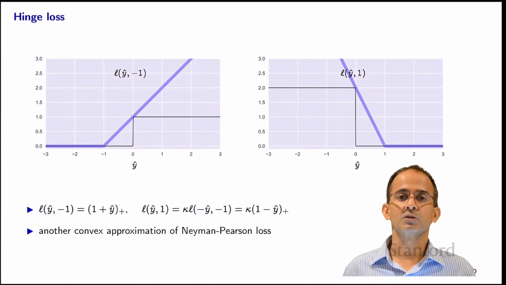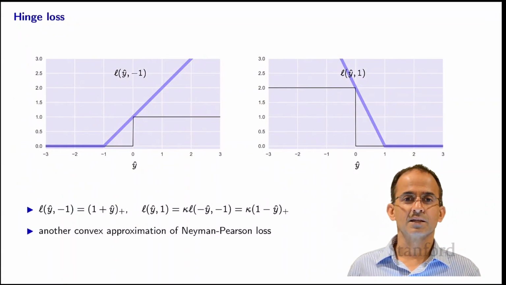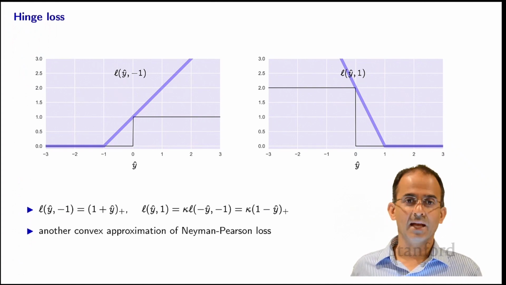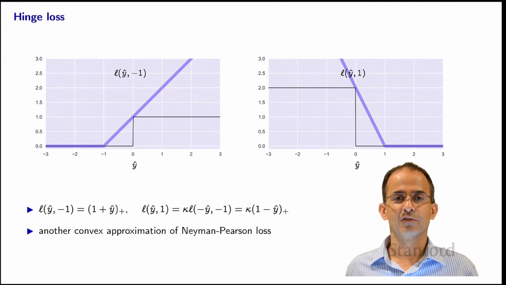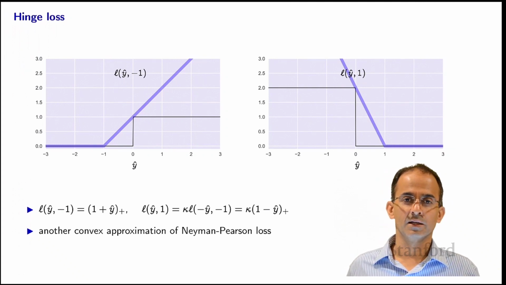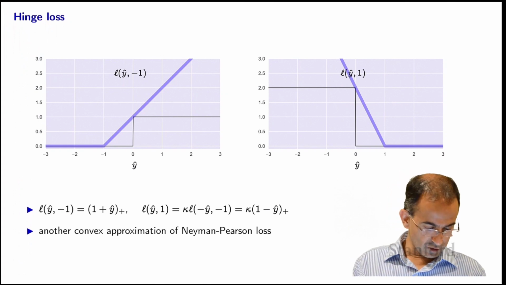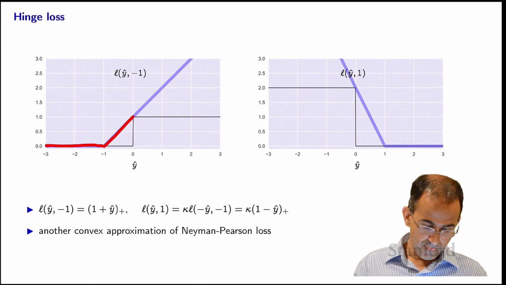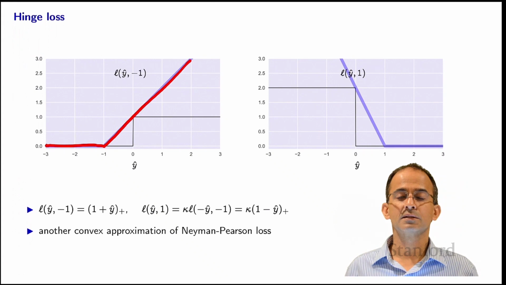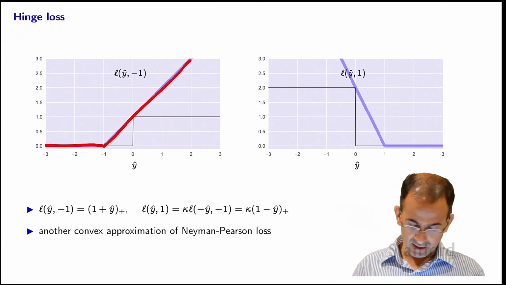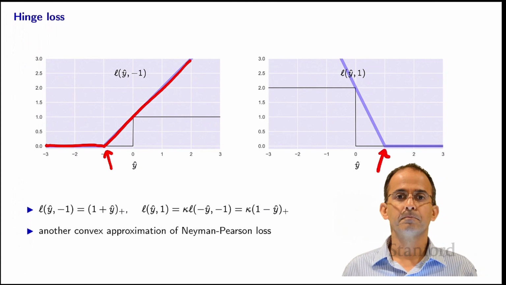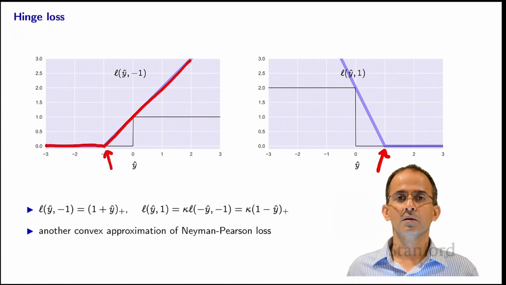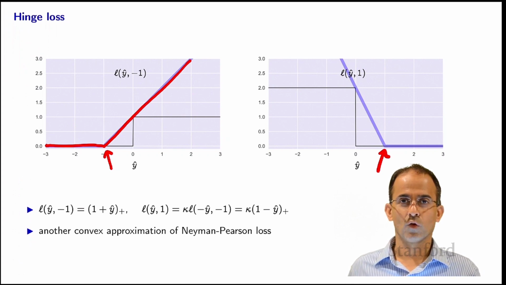The other very commonly used loss function for Boolean classification is the hinge loss. And this is the positive part of 1 plus y hat when y is minus 1, and again the flip and scale when y is 1. And so it's a function which is 0 when y hat is less than minus 1, and then increases linearly. This is convex. It's differentiable almost everywhere except at this one point right here. This is very, very commonly used as well. This is the other most common choice for Boolean classification.